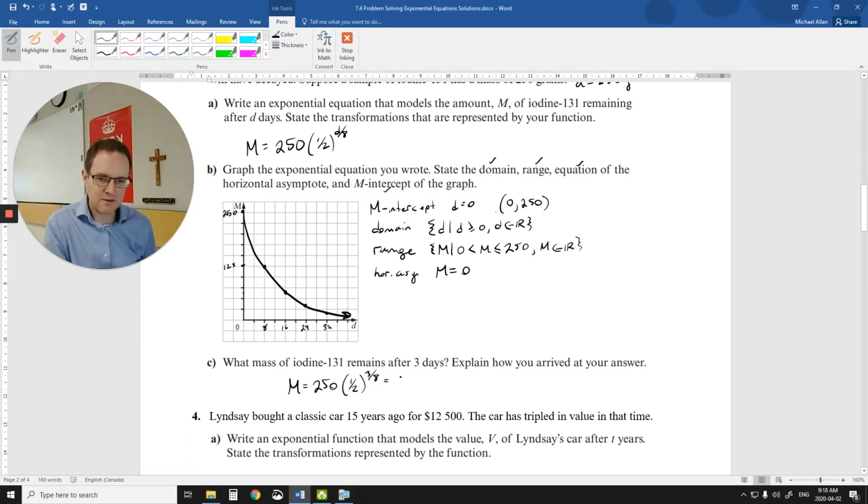So my mass after 3 days is 190. Does it specify? Nope, doesn't really specify. It starts off with 3 sig figs, so I'm just going to leave it. So 193 grams. Okay, pretty good.